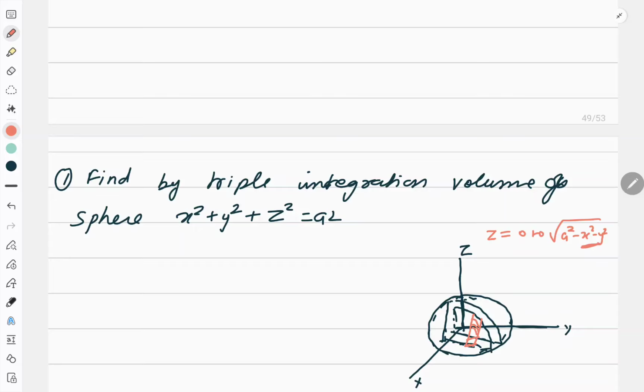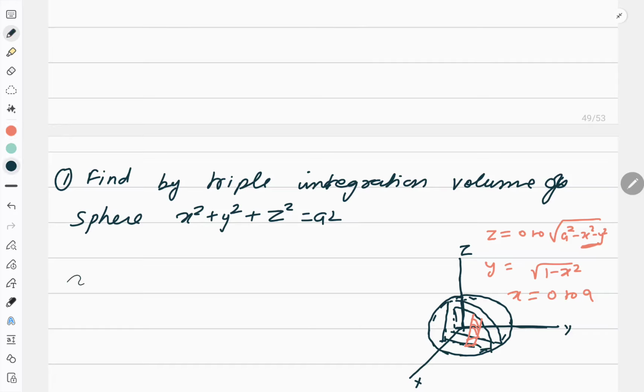Now for the limit of y, imagine a 2D circle sitting on the xy plane. When we talk about a circle, what are the coordinates? y will be from 0 to under root a square minus x square, and then the x limit will be constant from 0 to the radius, which is a. So if you take Cartesian, you have to take these and then integrate. I will be solving this using spherical coordinates.